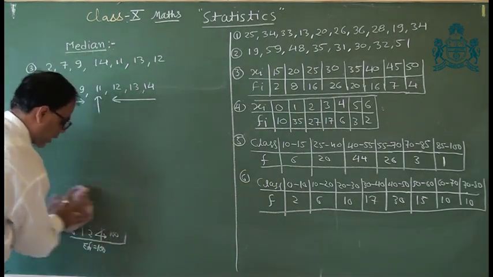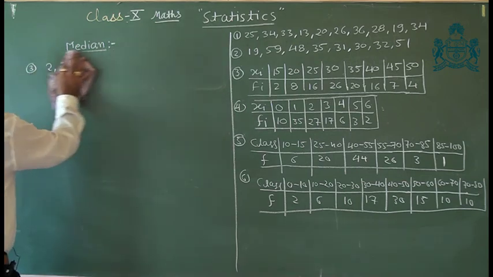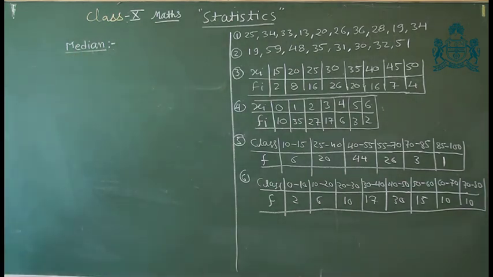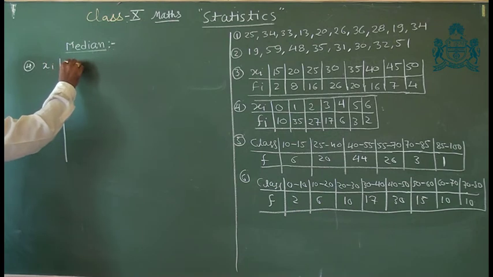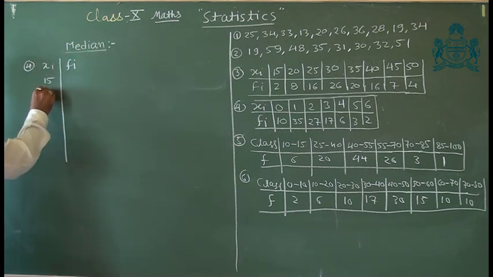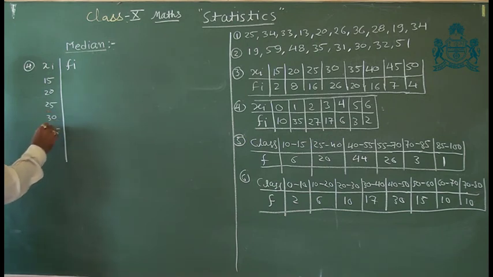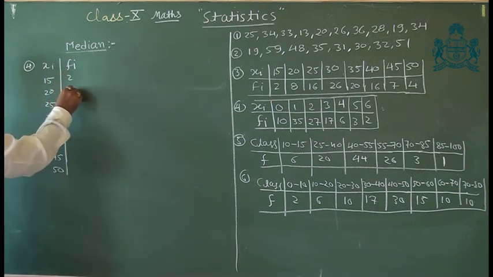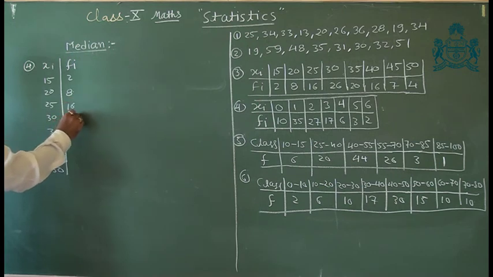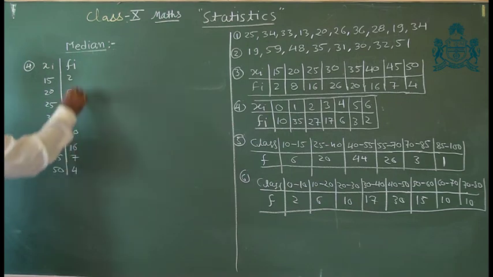Similarly, again a question of this type. xi: 15, 20, 25, 30, 35, 40, 45 and 50. fi: 2, 8, 16, 26, 20, 16, 7 and 4.